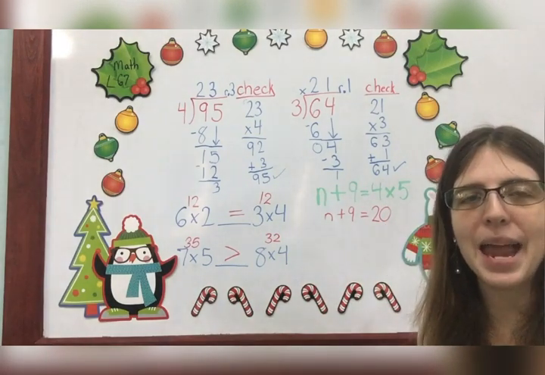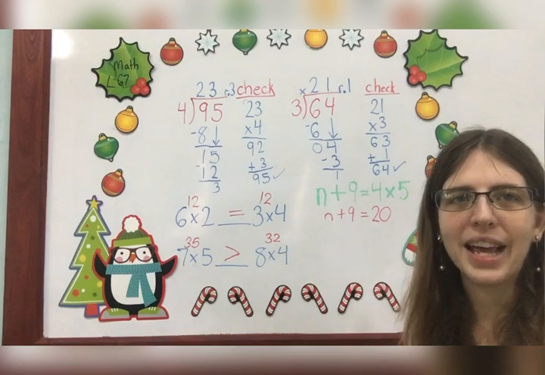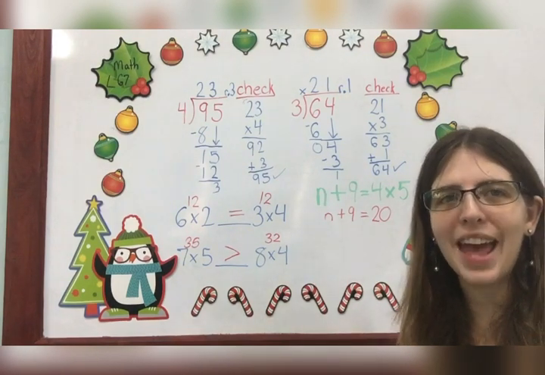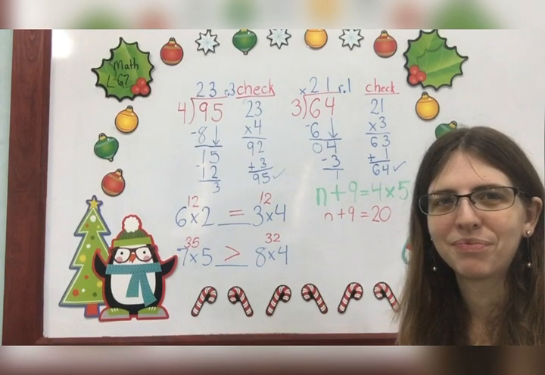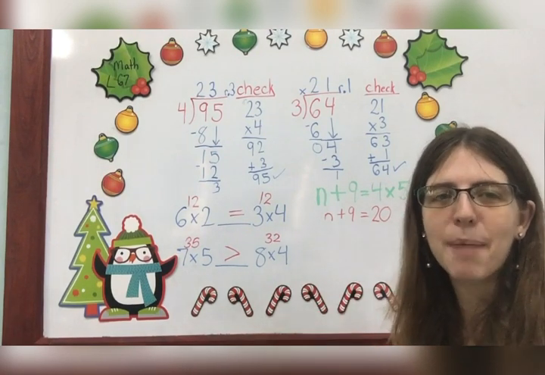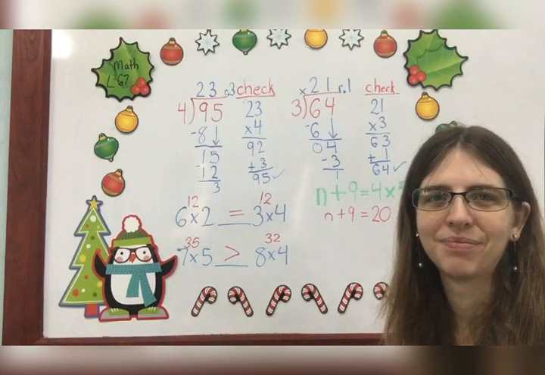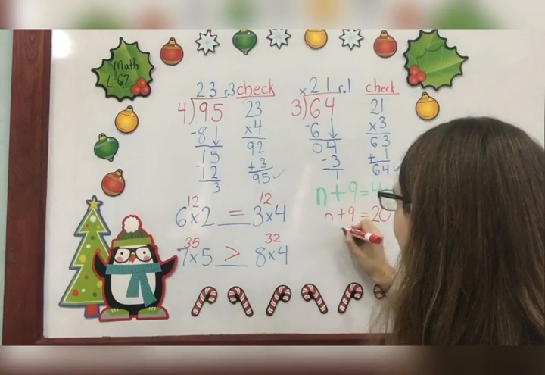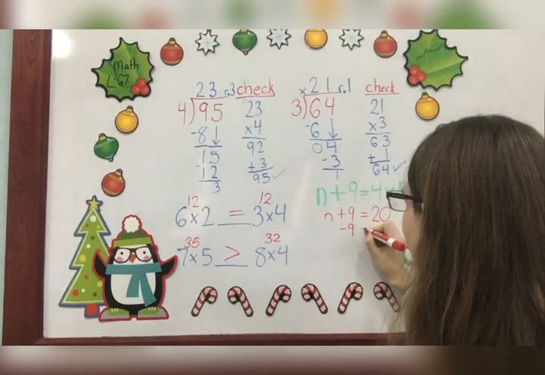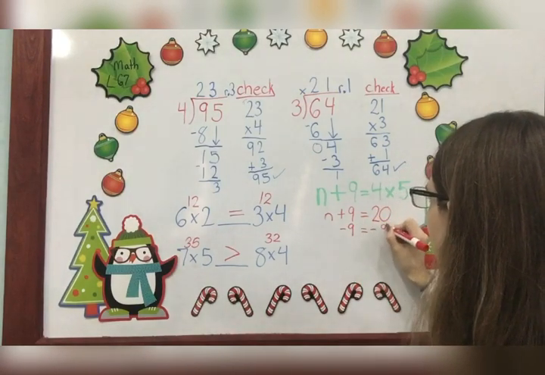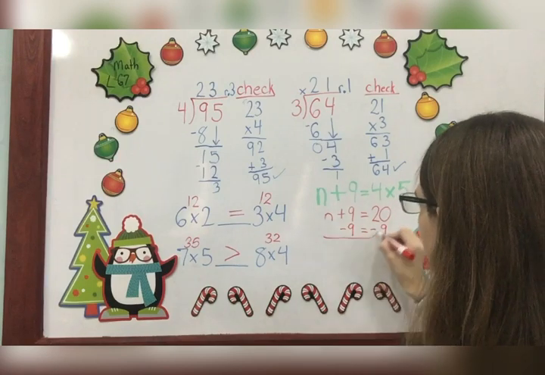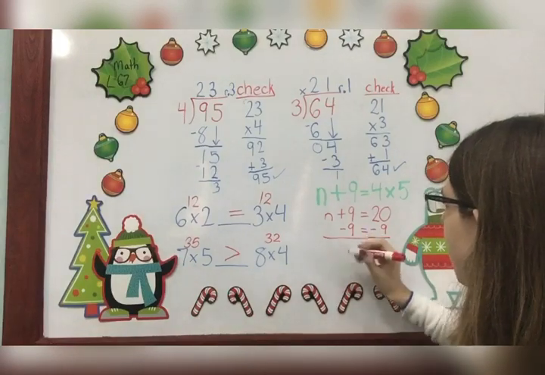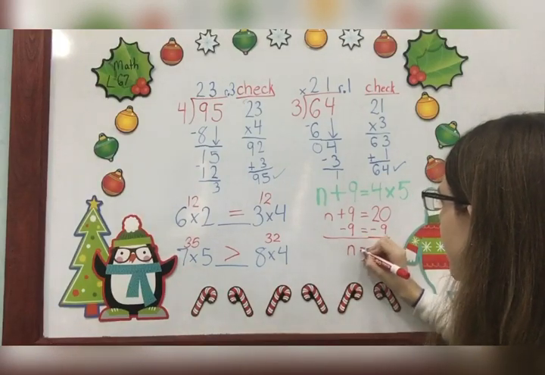Now I want to get n by itself. To get n by itself, I have to do the opposite of whatever I'm doing to n. What am I doing to n? I'm adding 9. What's the opposite of adding 9? Subtracting 9. So I have n plus 9 minus 9 equals 20 minus 9. Whoops. So this leaves n by itself because I got rid of my 9.